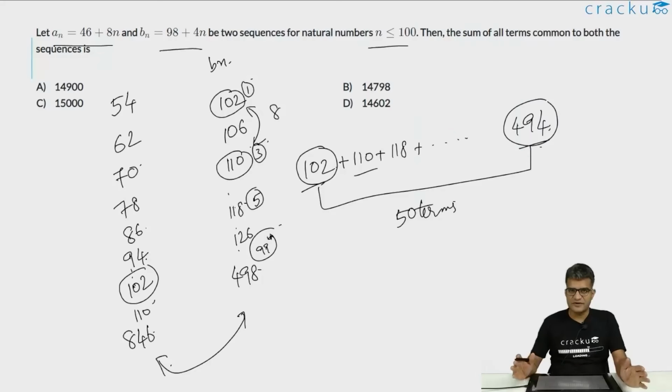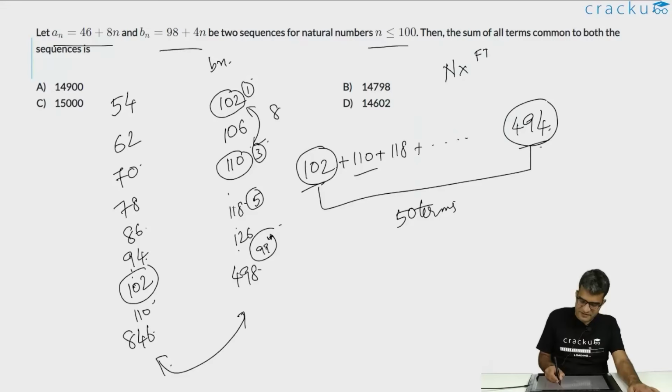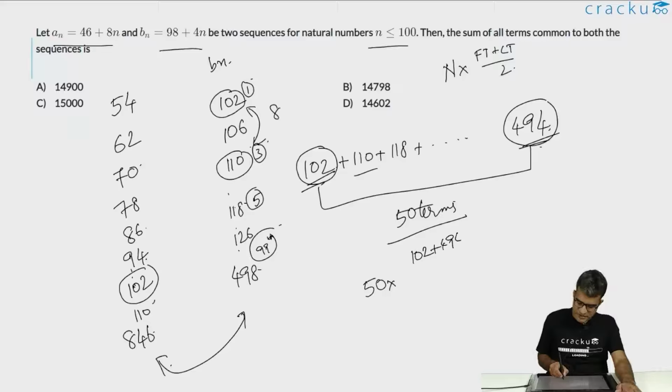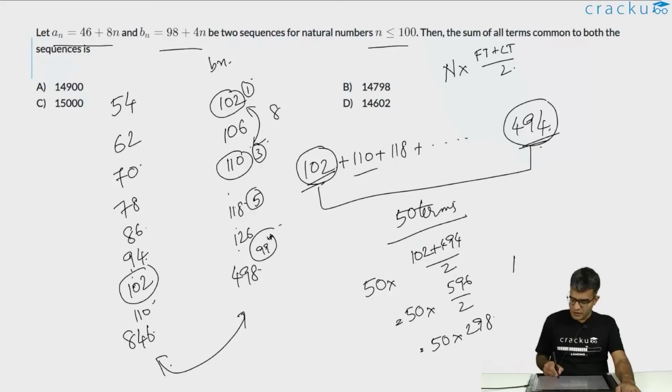If you are calculating the sum of an arithmetic progression where you know the first term and the last term and the number of terms, the sum is equal to the number of terms into first term plus last term divided by 2. That is, you take the average of the first term and the last term, you multiply it with the number of terms, you will get the sum of any arithmetic progression. In this particular case, that will be equal to 50 into 102 plus 494 divided by 2, which is equal to 50 into 596 divided by 2, which is equal to 50 into 298. 50 into 298 is 14,900. So the answer for this question is option A.